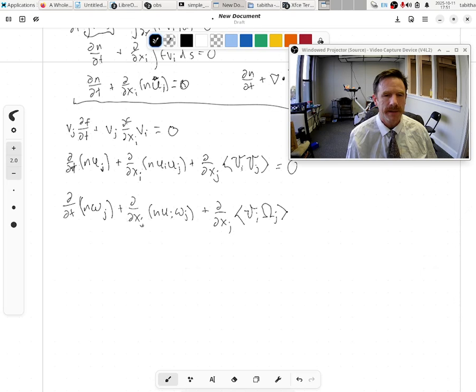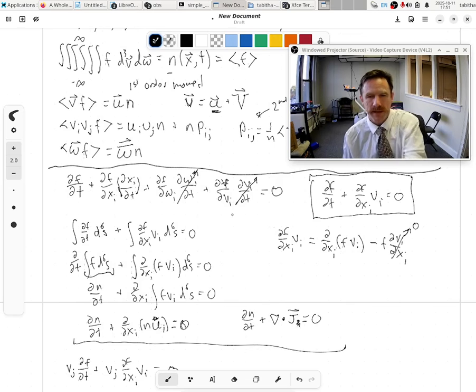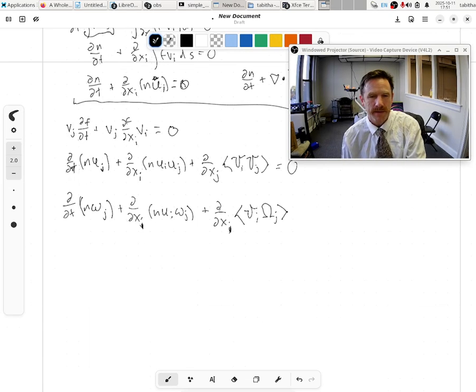Am I getting my indices confused here? We want j in the end, so we're going to sum over the i's. That's right. Master equation, we took the derivative with respect to xi. So there's a vi, sum over.